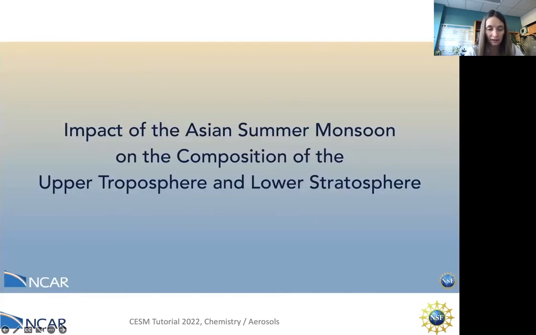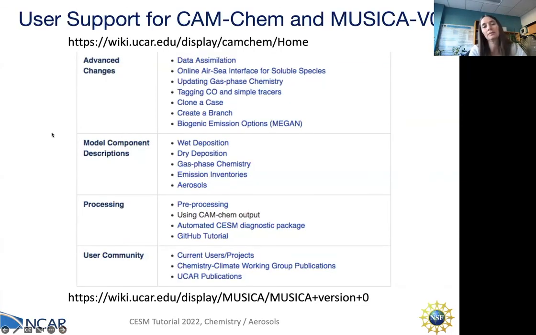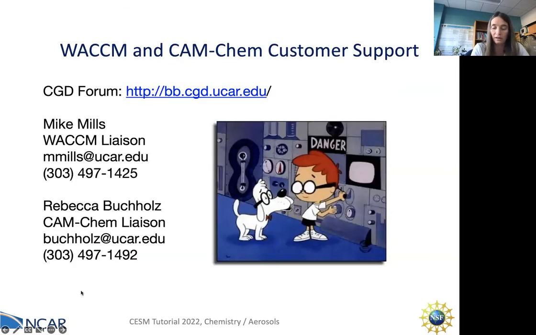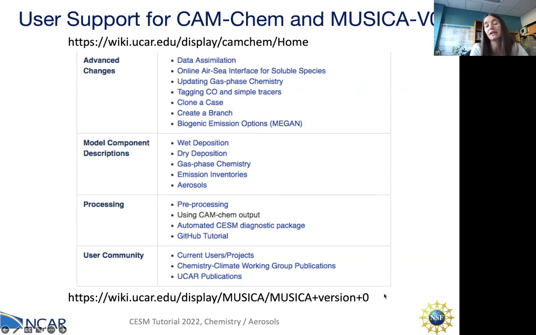And finally, I do want to talk about user support. We do have the CAM-chem and MUSICA websites in addition to what you're learning here. This website for CAM-chem helps you to understand more about if you want to change chemistry. In particular, if you want to change gas phase chemistry, we have examples here. And we also talk about pre-processing and post-processing, diagnostic packages here. And also, we do have a website, the MUSICA website, that helps you if you're interested to produce a regional refined grid with chemistry.